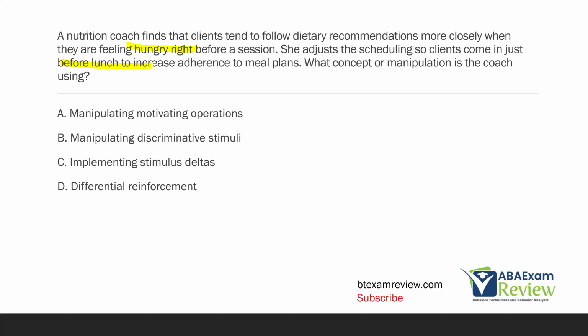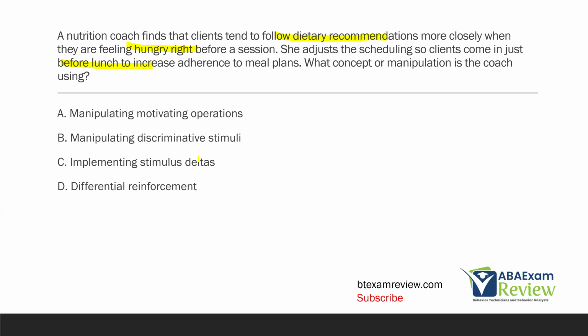So what is that nutrition coach manipulating? She's manipulating motivating operations. She's trying to get the clients in this state of hunger, in the state of deprivation, in hopes that that will increase the value of her dietary recommendations. So if you look at A, manipulating motivating operations, it's exactly what the coach is trying to do. She's trying to get the clients hungry, right?